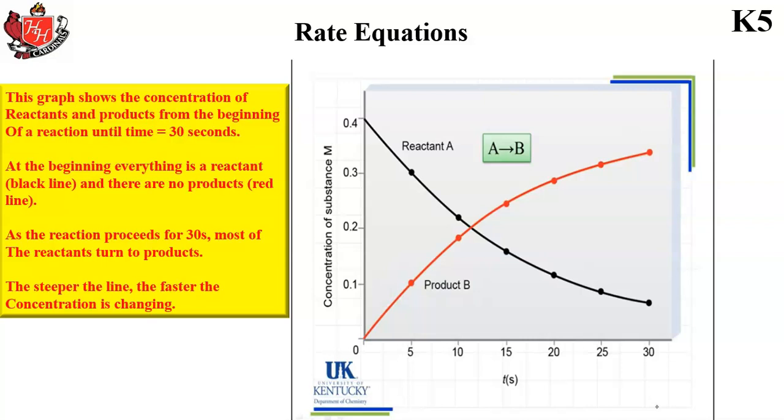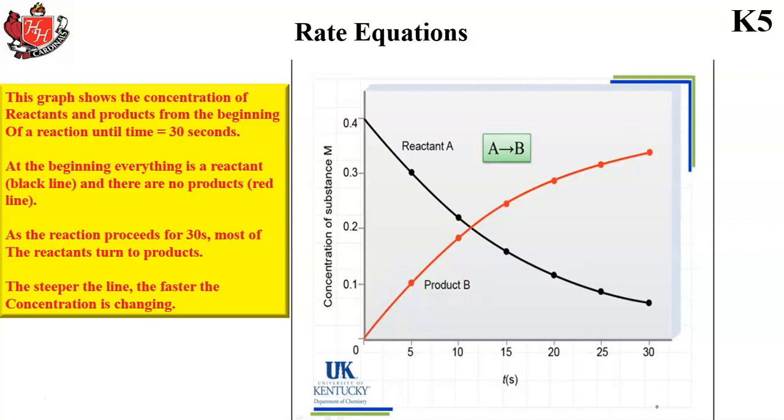The steeper the line, the faster the concentration is changing. So in other words, as a unit of time, as you go from 0 to 5 seconds, on the black line, on the reactants line, a lot of the reactants are used up. You go from 0.4 down to 0.3. If you come out farther, though, between 25 and 30 seconds, you'll notice that as that 5-second interval goes by, you don't go down nearly as much. That means you're not using up nearly as much of the reactants. And that's typical of a reaction. At the very beginning, when you have a lot of reactants, they're used up faster. As you start to run out of reactants, the reaction runs slower.